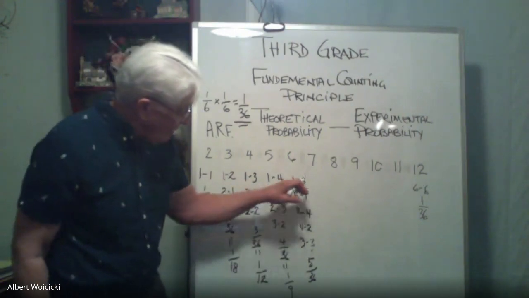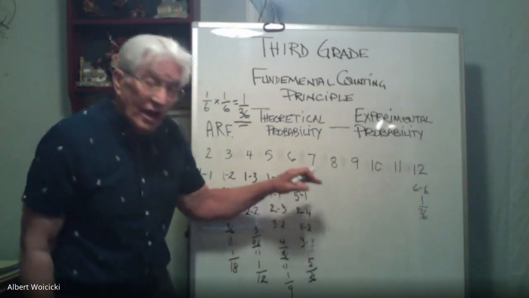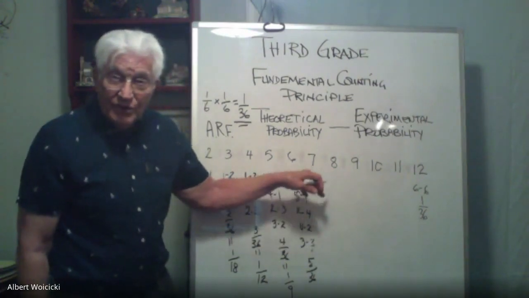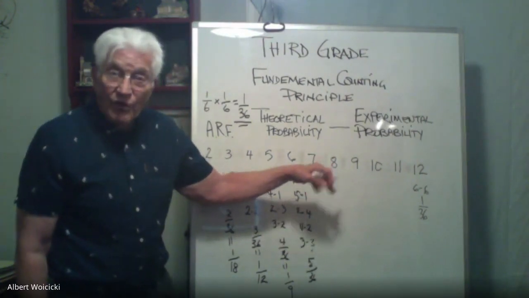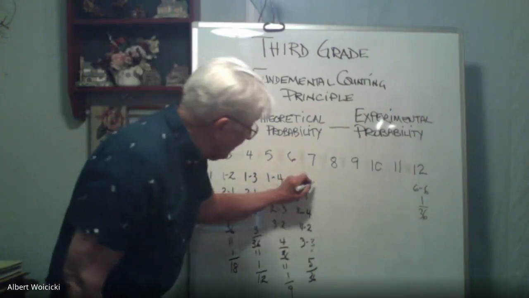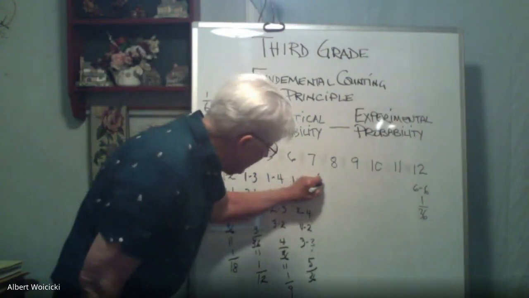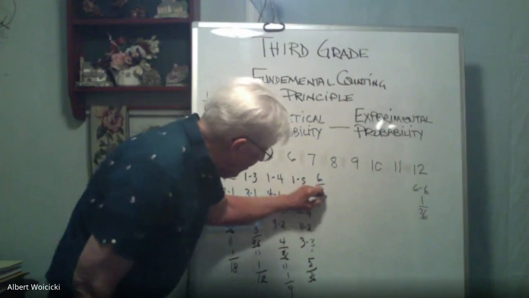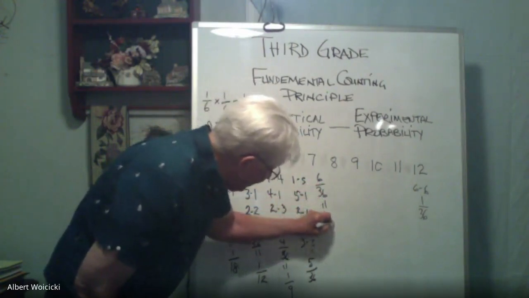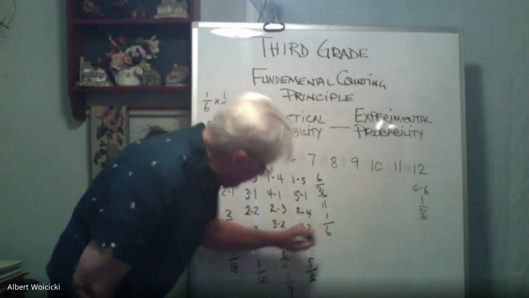Now, when we finally get to 7, we're going to get the best, because we're going to have a 1 and a 6, a 6 and a 1, a 2 and a 5, a 5 and a 2, a 3 and a 4, and a 4 and a 3. So a 7 gets us 6 chances in 36, or 1 chance in 6.